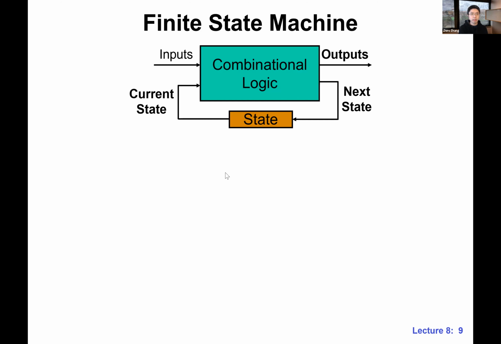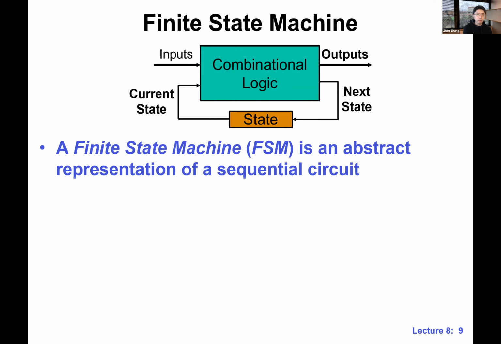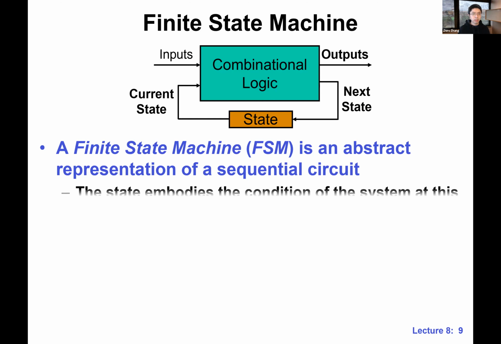Okay, we have this feedback. For sequential logic, we always have the feedback. And then we have this state, which captures the current state of the circuit. And we need some additional logic, some additional gates, to update these flip-flops. So this is basically an FSM. Like I said, this is a model, and this is an abstraction of a sequential circuit. And it's very useful for us to reason about the sequential circuit.